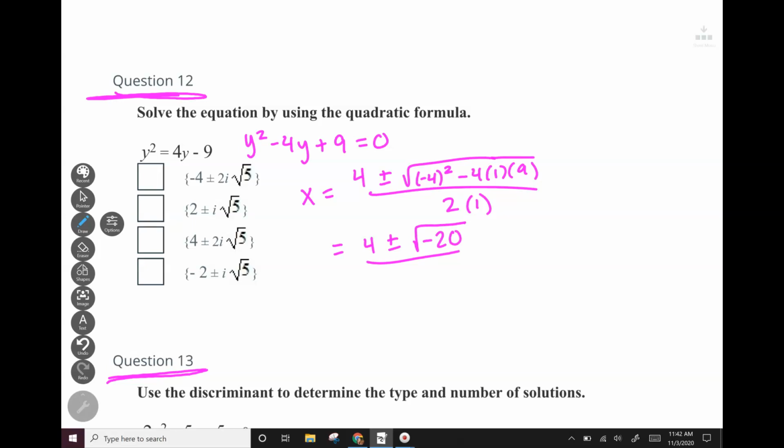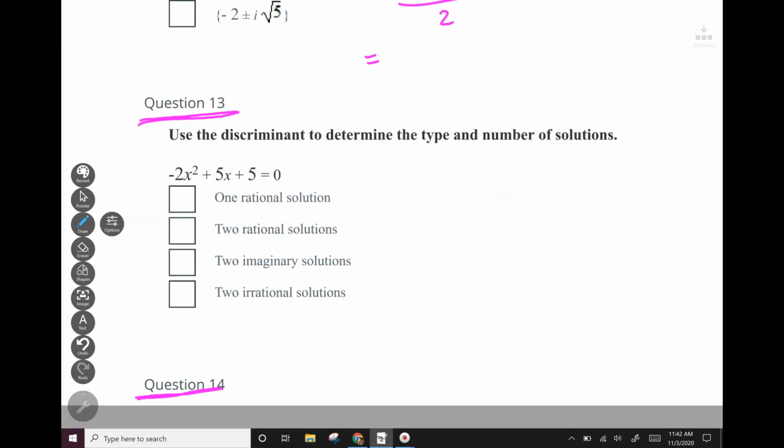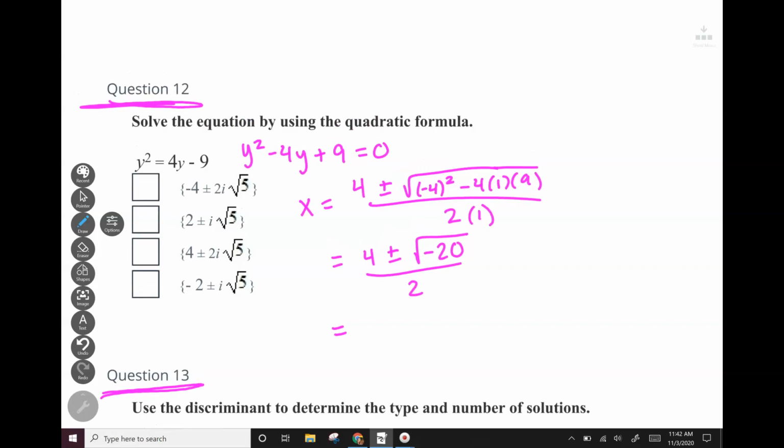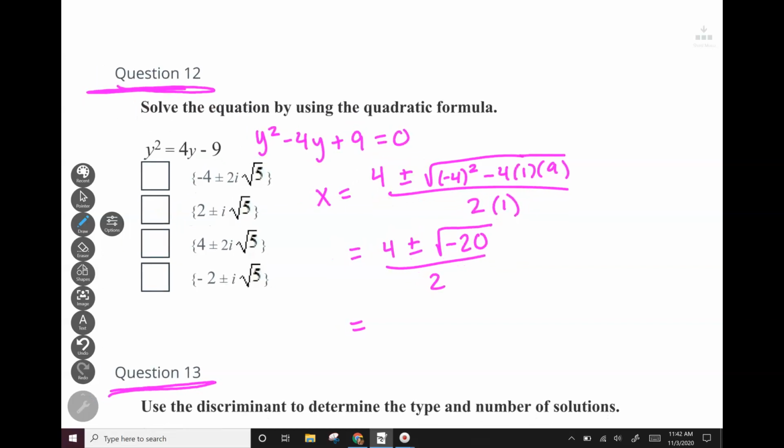So what type of solutions am I going to have? If my discriminant is negative, it is going to give me imaginary solutions, right? If I take that negative out of the radical, it becomes an i, which we're about to do. So that would be imaginary solutions. That's like what we're dealing with on questions like 13 and 14, where you determine just what type of solutions you have based on the discriminant. So this one's going to have imaginary because your discriminant is negative.